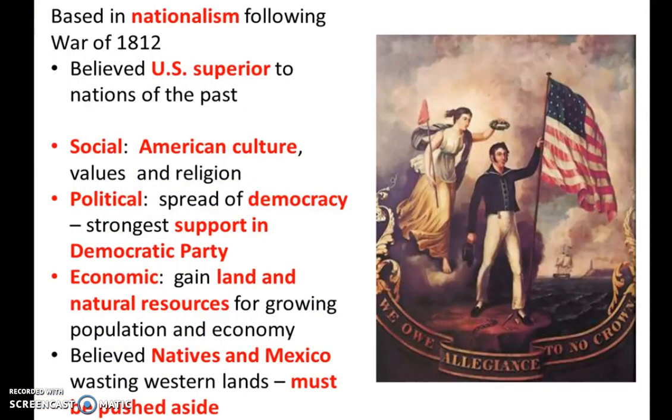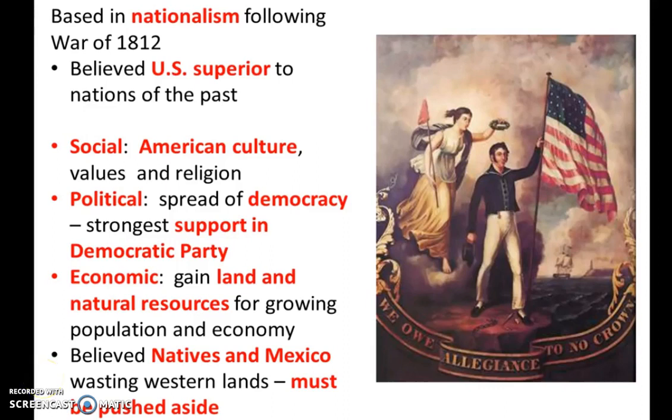Now, this idea of manifest destiny, which, by the way, caught on in America during this time, is based on the nationalism that we saw following the War of 1812. And we talked about that in the Era of Good Feelings, how America was very proud and very confident in its growth and its potential. And they believed that America was not just a good and prosperous nation, but was actually a superior nation to those of the past, superior to the nations of Europe, and superior to those that they shared the continent of North America with, such as Mexico to the west and Canada to the north.